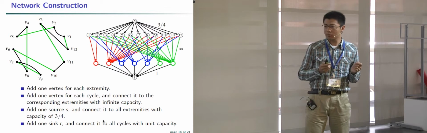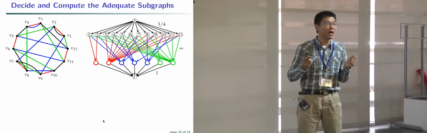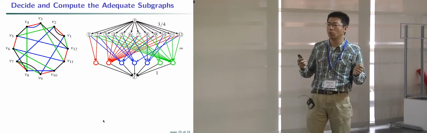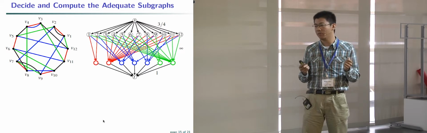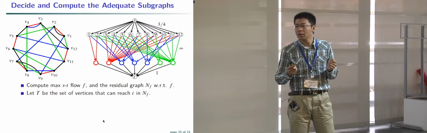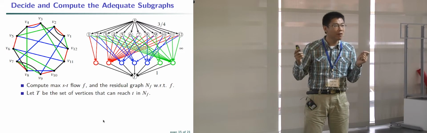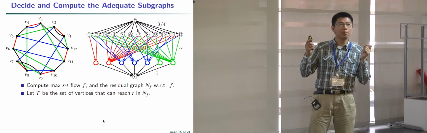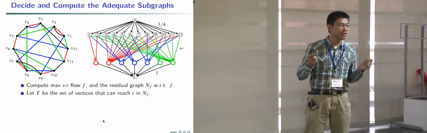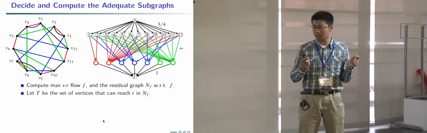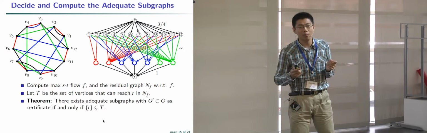Okay. So with this network, we now compute the maximum ST flow and also compute the residual graph with respect to this maximum flow. And in the residual graph, we compute the set of vertices that can reach T. And we call this set capital T. And this is our main theorem.